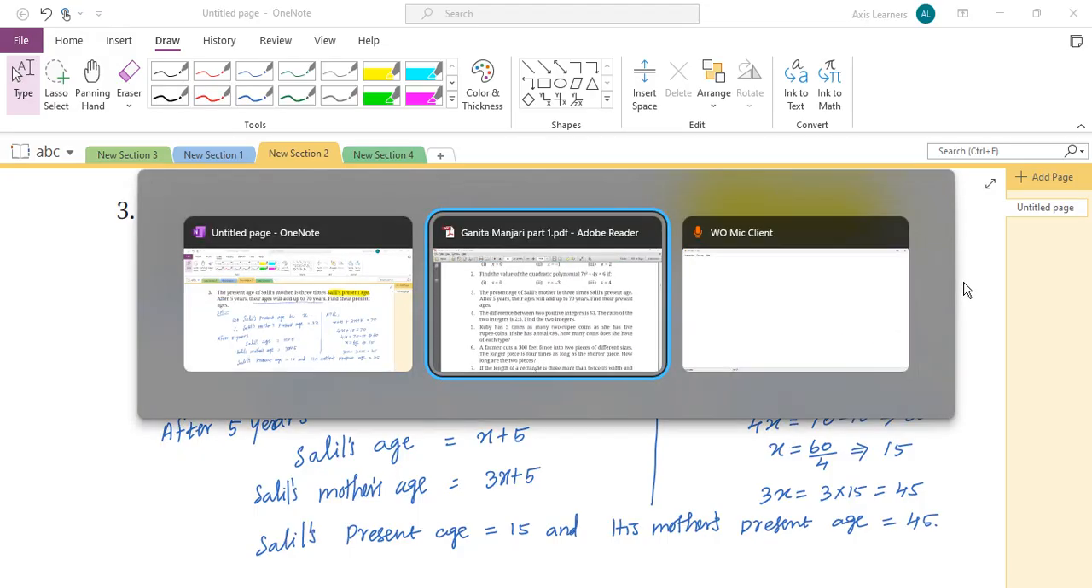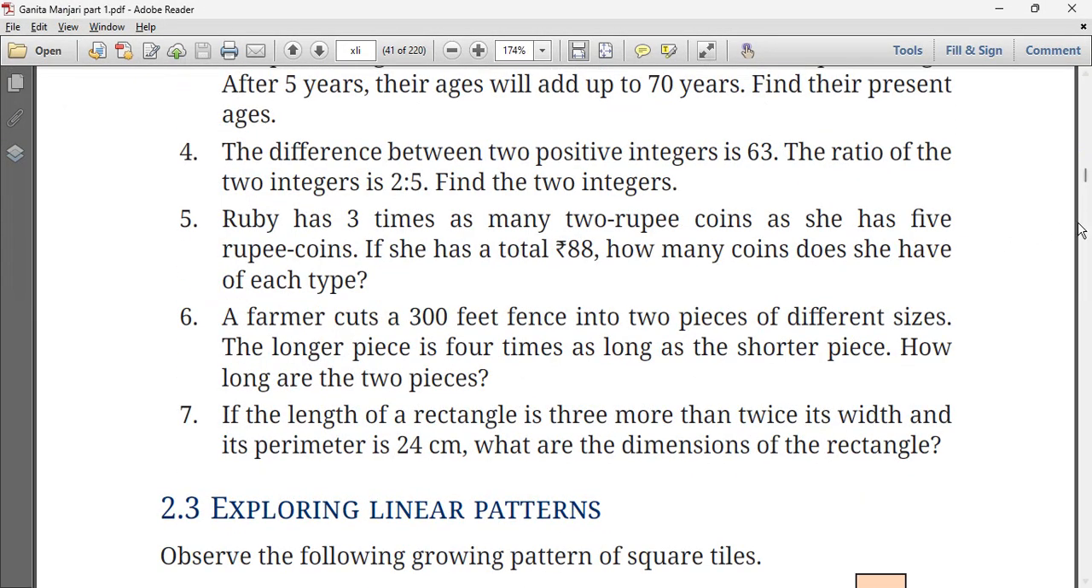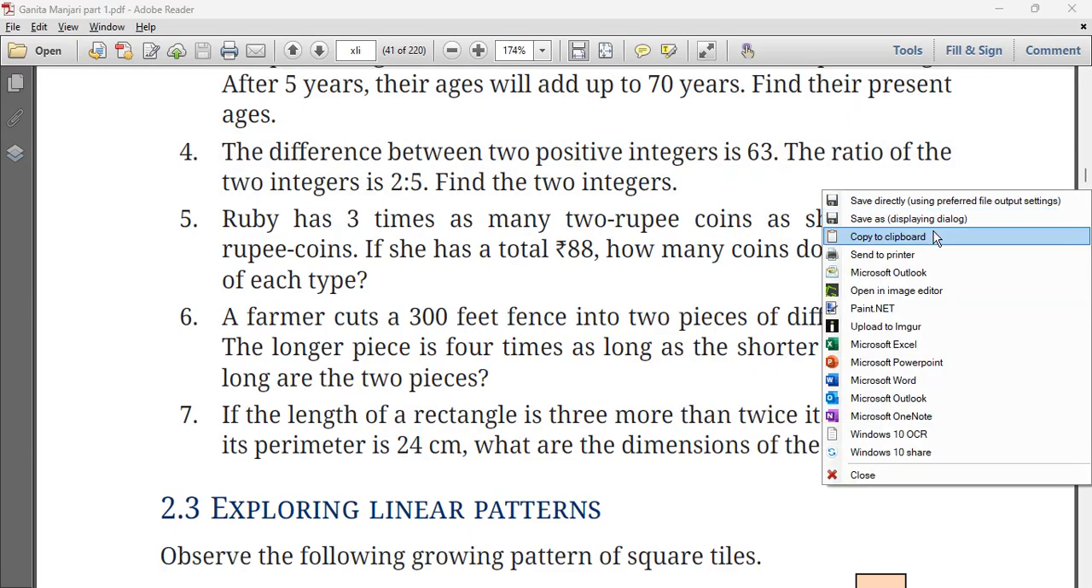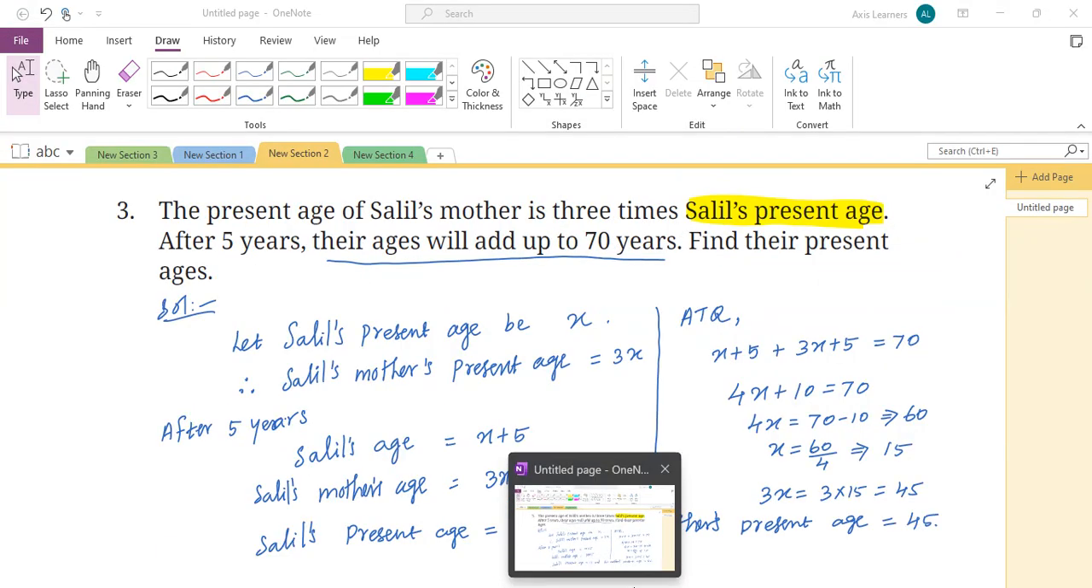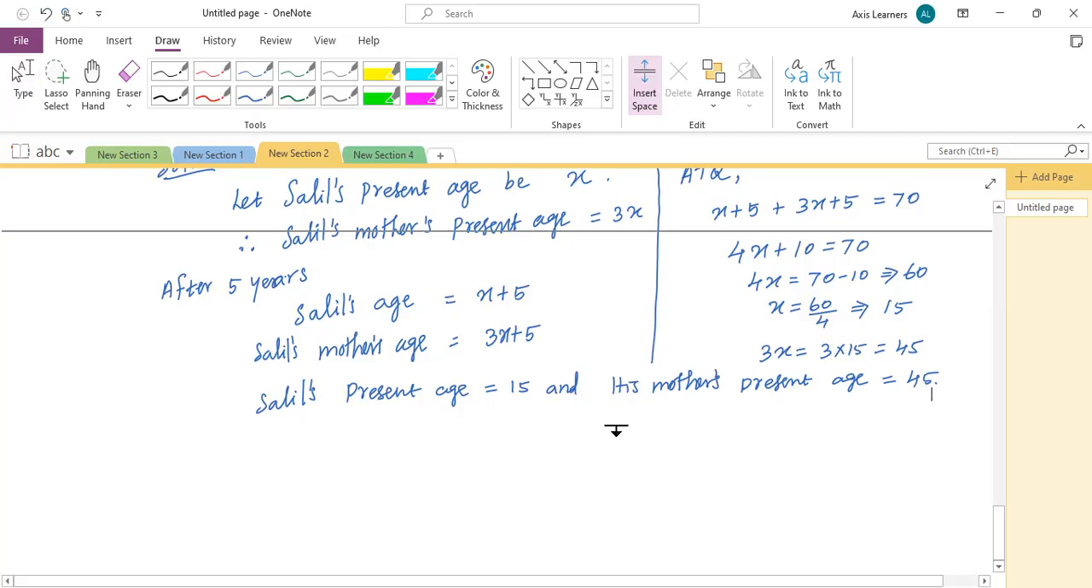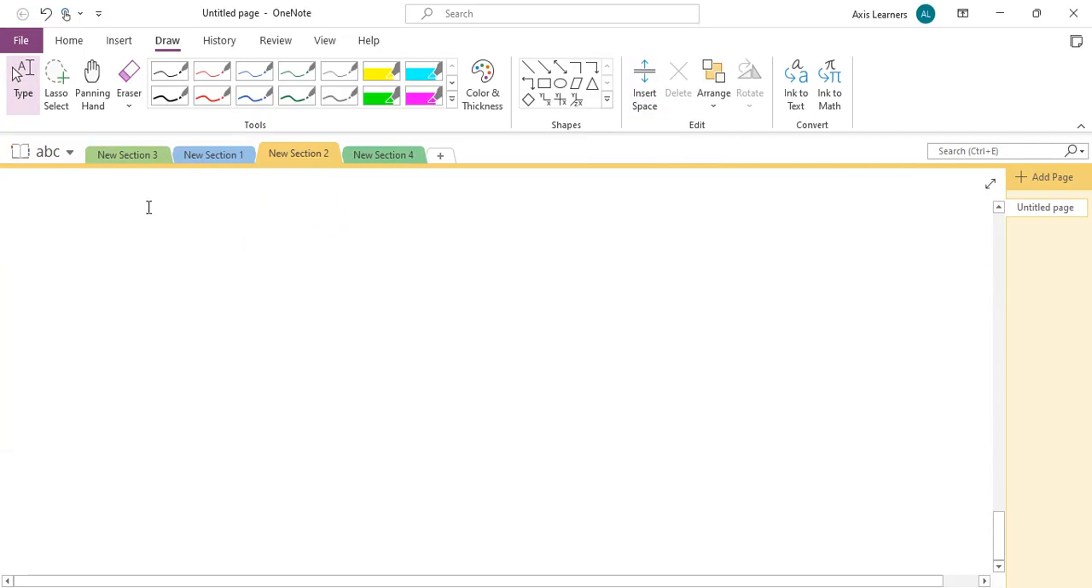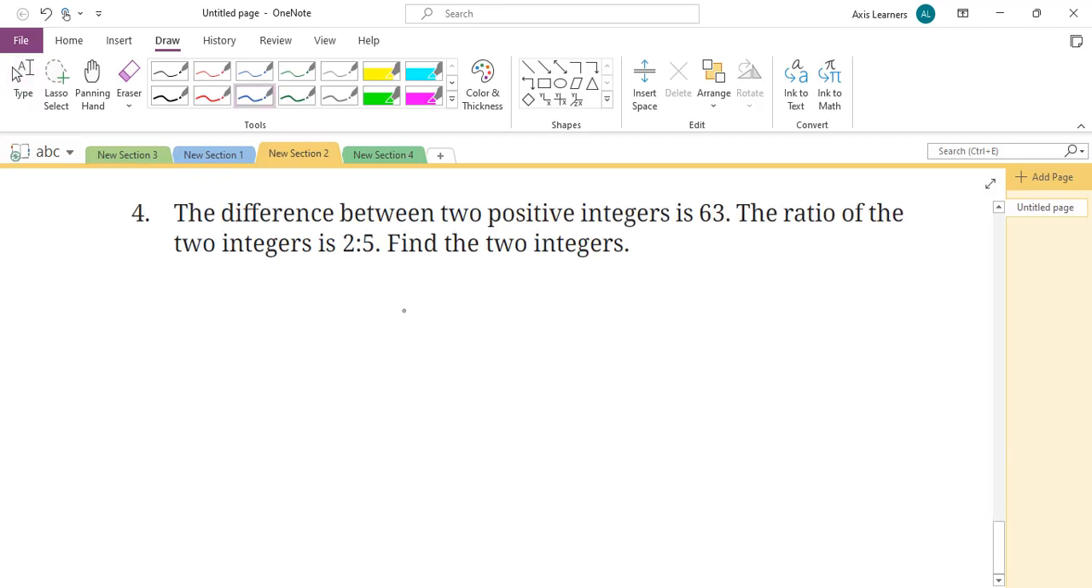Now we will do the fourth one. Look at this. The difference between two positive integers is 63. So we have two positive integers. One is 63 more than the other. Then only we will get the difference between them as 63. Okay, so we will consider one positive integer as x, another one as x plus 63.